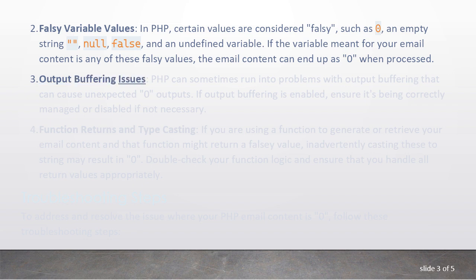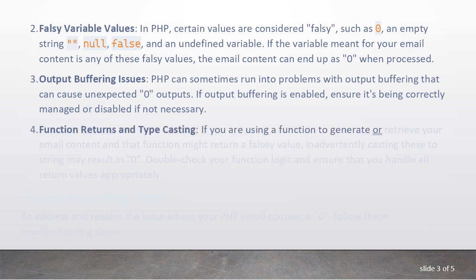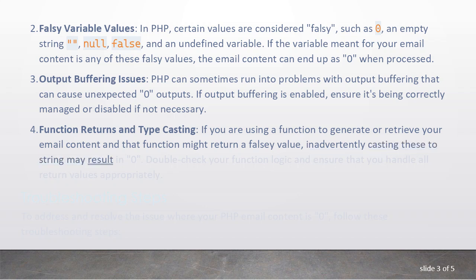Output buffering issues. PHP can sometimes run into problems with output buffering that can cause unexpected 0 outputs. If output buffering is enabled, ensure it's being correctly managed or disabled if not necessary. Function returns and typecasting. If you are using a function to generate or retrieve your email content and that function might return a falsy value, inadvertently casting these to string may result in 0. Double-check your function logic and ensure that you handle all return values appropriately.